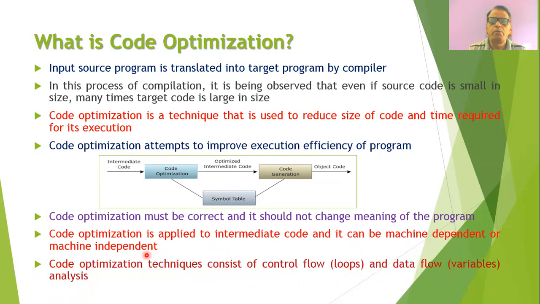There are several code optimization techniques, and basically they consist of control flow and data flow analysis. In the control flow analysis, we control the number of statements in the loop. In the data flow analysis, we check the use of the different variables within a program. So optimization techniques consist of both analyses, that is the control flow analysis and the data flow analysis.